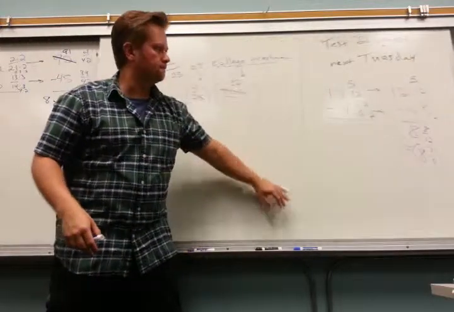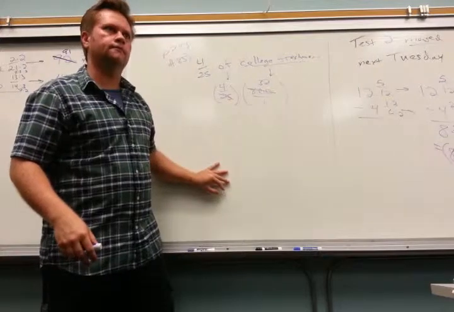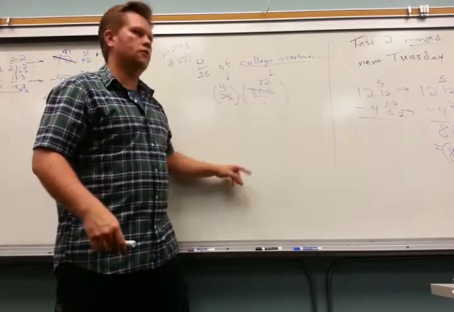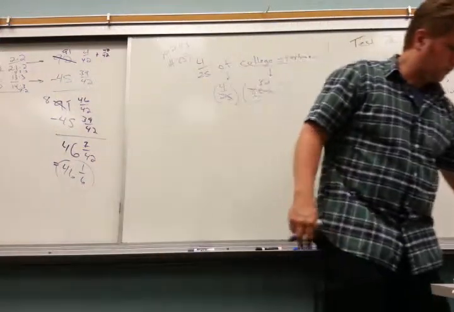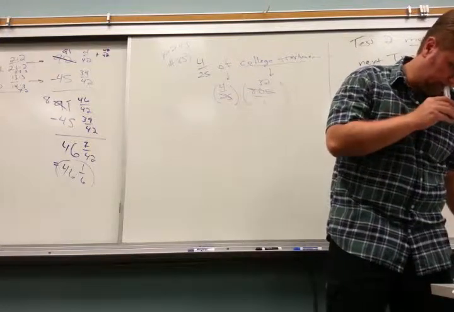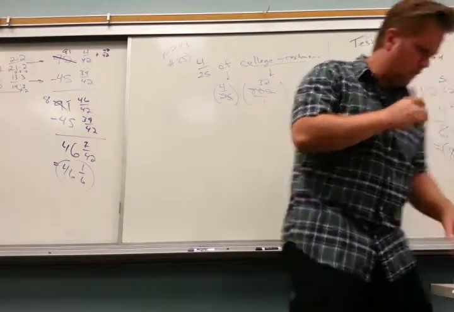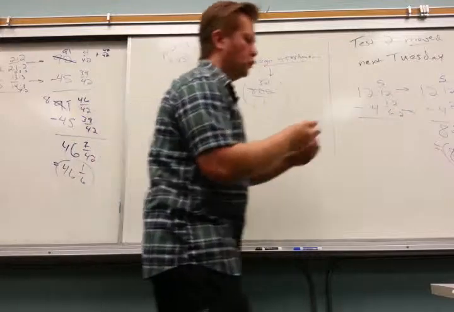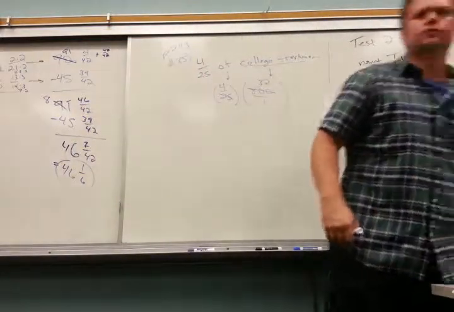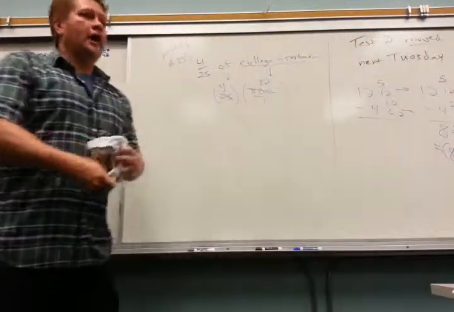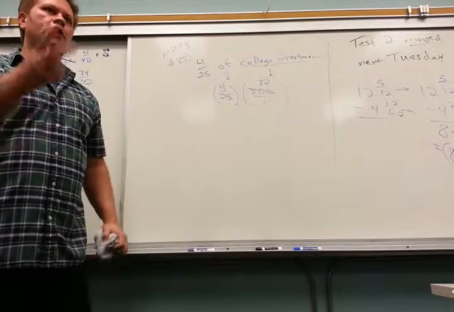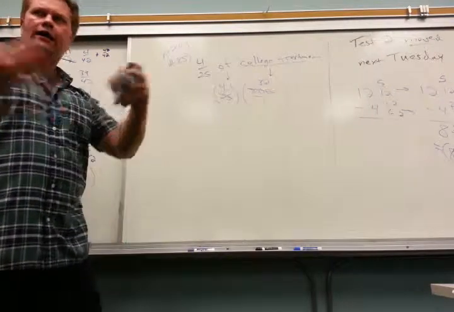Can you do one more? Number 7 on that same section. Just dividing mixed numbers. Now, when you're multiplying or dividing mixed numbers, you pretty much have to change it to improper fractions. Now, why is that?